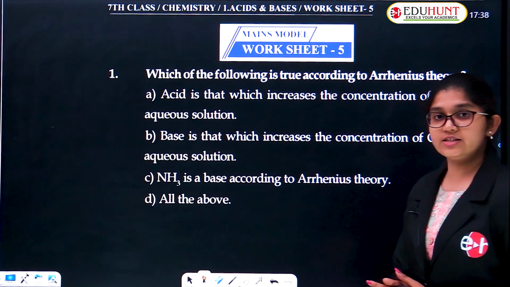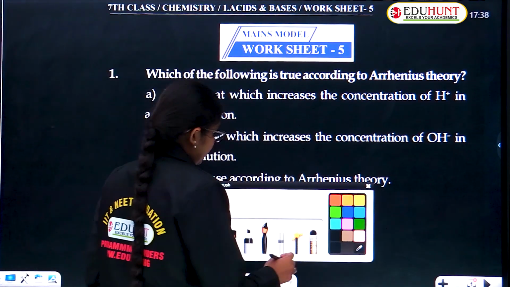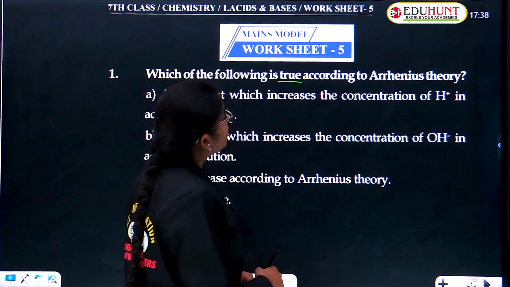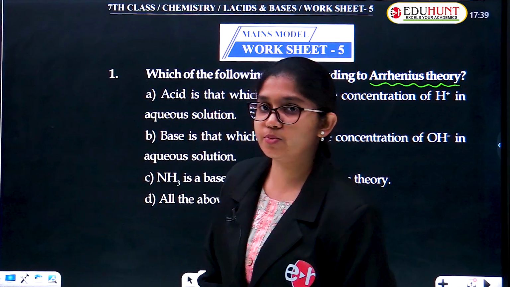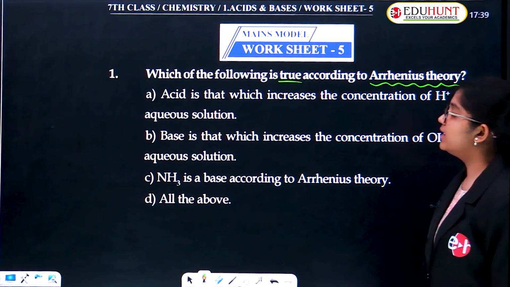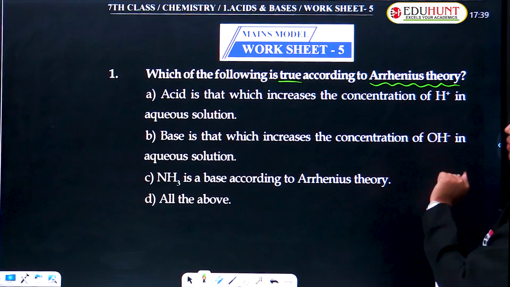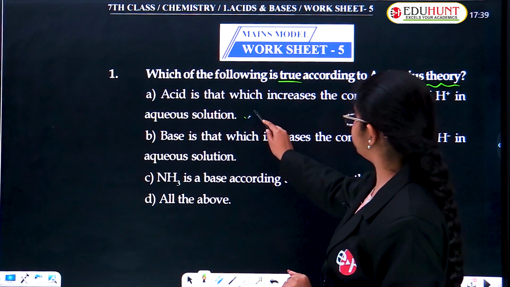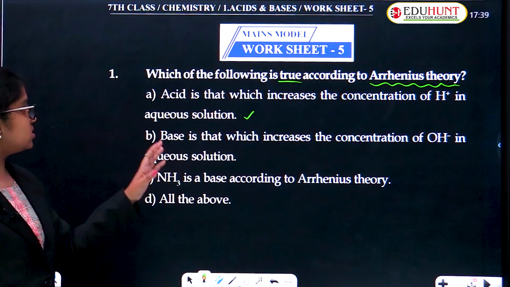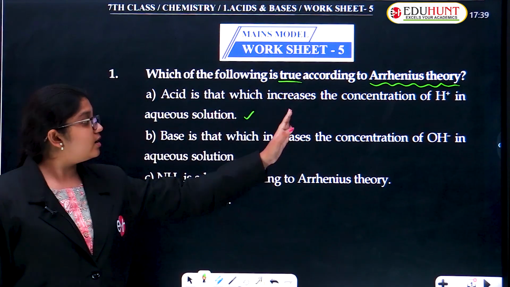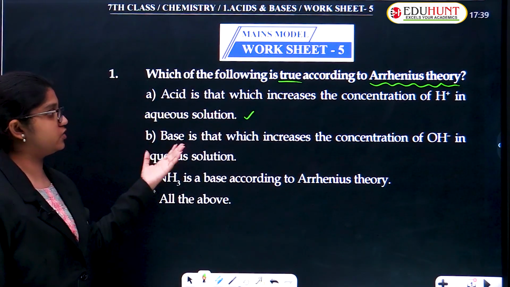So moving to the next first bit. Which of the following is true according to Arrhenius theory? They are asking us what is true. So read the options given carefully, okay? Now first one, A. Acid is that which increases the concentration of H plus in aqueous solution. Right or wrong? Absolutely right. Do you agree with me? Yeah, I agree, because acids increase the concentration of H plus ions in the aqueous solution. That is the actual definition of an acid also.